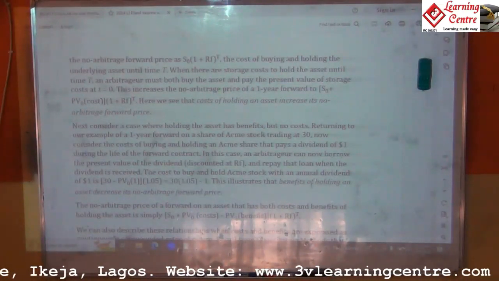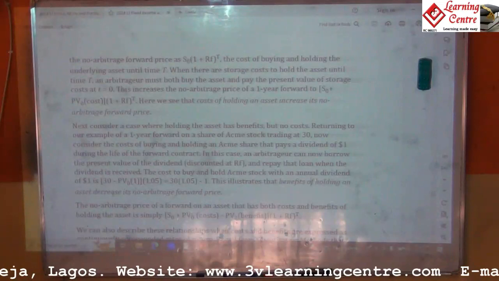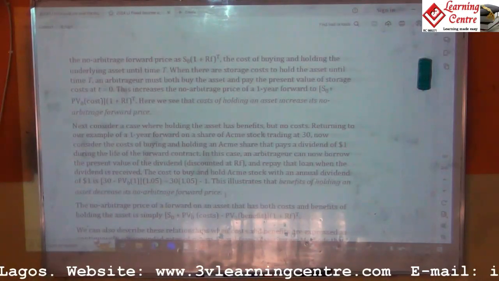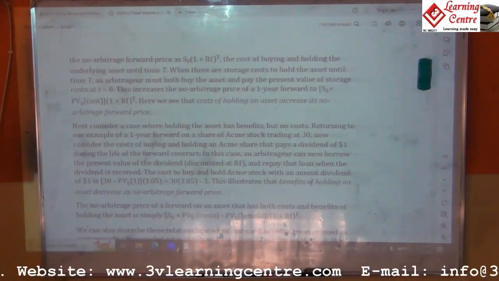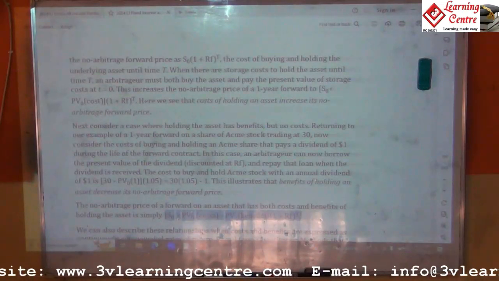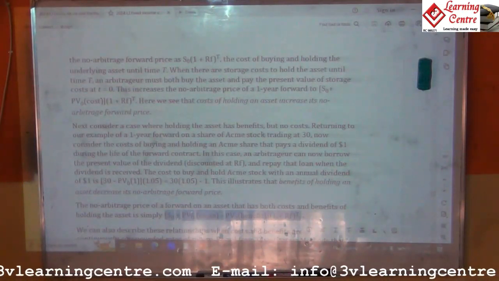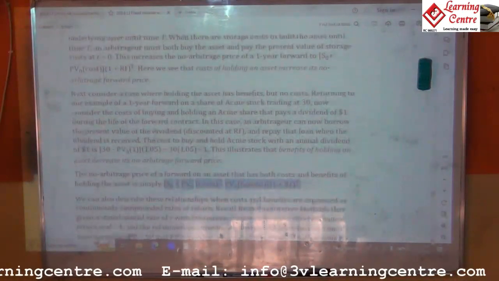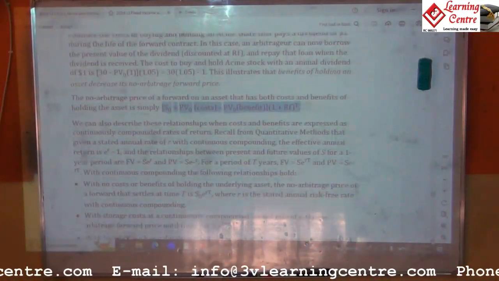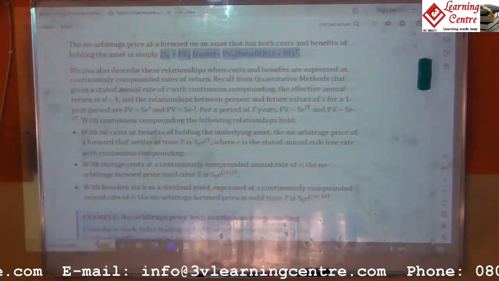This illustrates the benefit of holding an asset. This illustrates that the benefit of holding an asset decreases its value. We've said that. So if you now have both a cost and a benefit, it expands your formula. So you add the cost, you deduct the benefits. Basically, that's a summary of that.